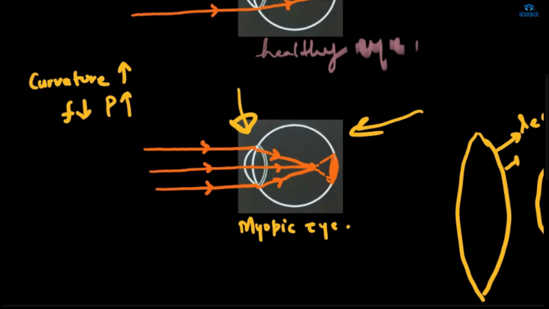To correct this defect, what kind of lens should we keep in front of our eye, in front of this lens, so that it will correct this defect? Should the lens increase the power or decrease? Concave lens. No. I'm not asking about concave or convex. I'm just asking, should the power be decreased or should it be increased for correcting this eye?